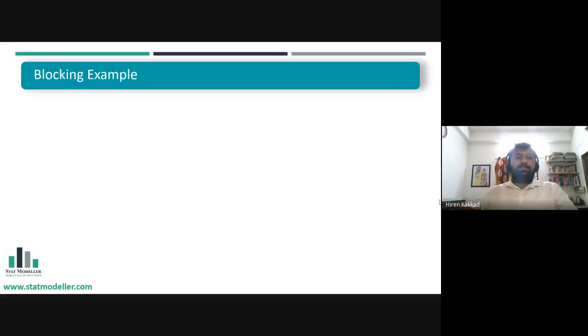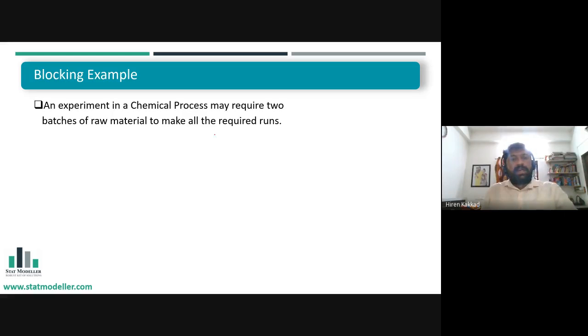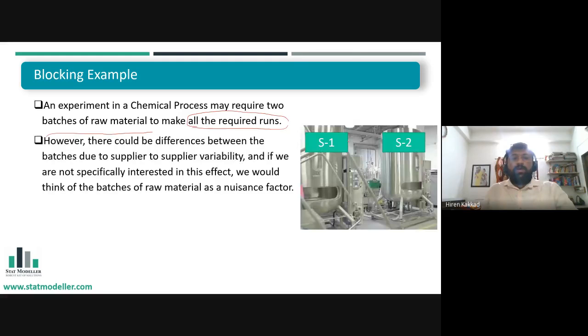Now, if we take an example of blocking, an experiment in a chemical process may require two batches of raw material to make all the required runs. We can't conduct all these experiments with one batch supplied by supplier one. There may be a difference between batches due to supplier to supplier variability. This is from supplier one, this is from supplier two. The material is the same, but it is supplied by different suppliers, so there may be some variability.